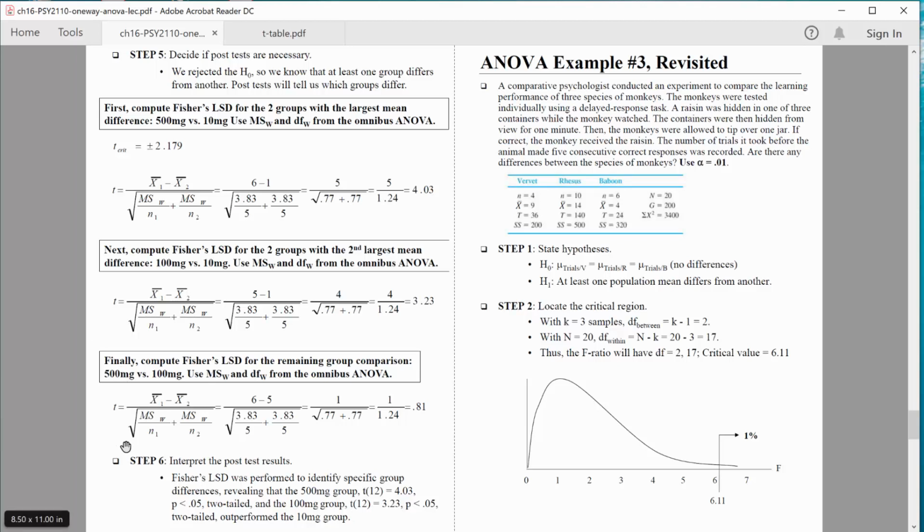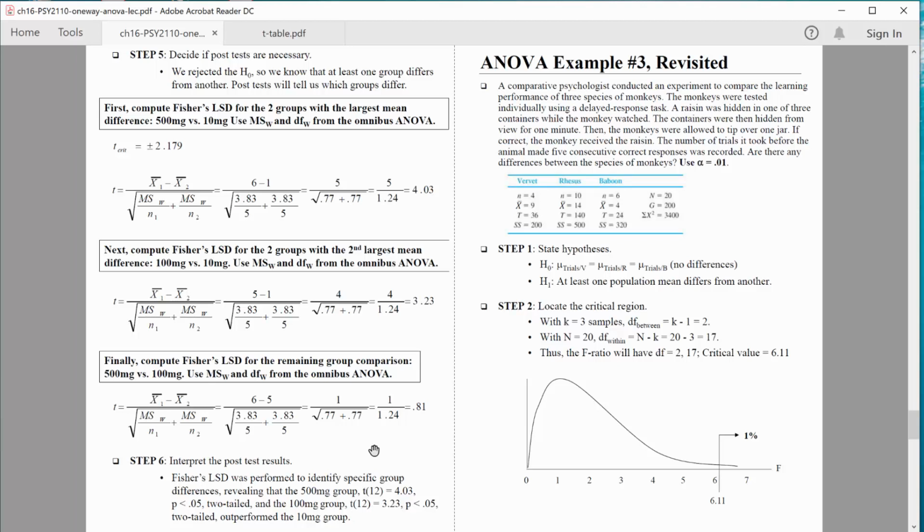So we'd say Fisher's LSD test was performed to identify specific group differences, revealing that the 500 milligram group and the 100 milligram group outperformed the 10 milligram group. And within those statements there, I'd also list the results of the t-test. So remember, this was a t-test with 12 degrees of freedom. For the first one, we found a value of 4.03. So down here, I have t with 12 degrees of freedom equals 4.03. P is less than 0.05 because that result was statistically significant based on a two-tailed test.